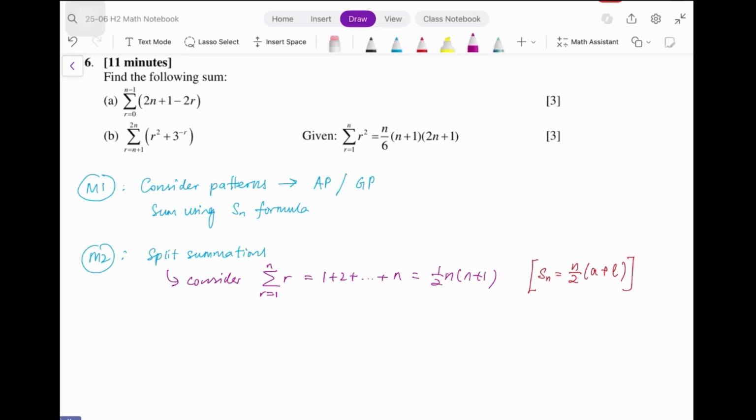Next, we can also consider these other two identities, but they will be given if required. So this one will be 1 over 6 n, 2n plus 1. Then the r cubed one will be 1 over 4 n squared, n plus 1 squared. There's another one, but this usually will be given, so don't worry about memorizing. Back in my time I memorized, but now it's very nice, they will give you.